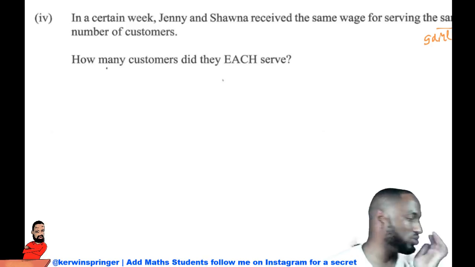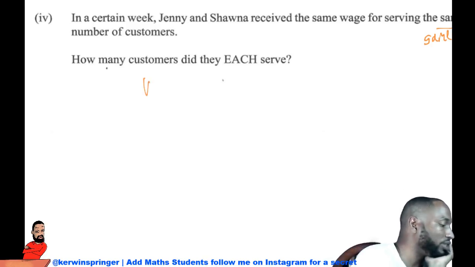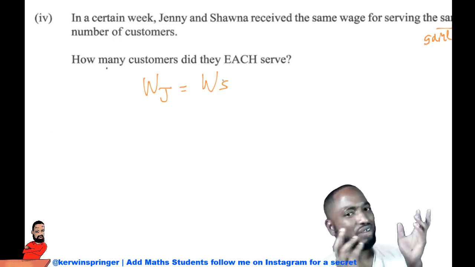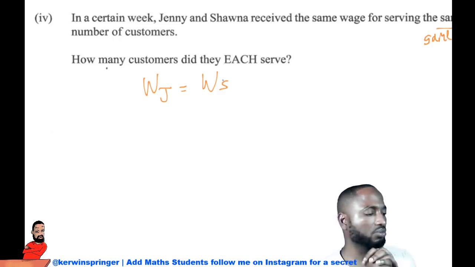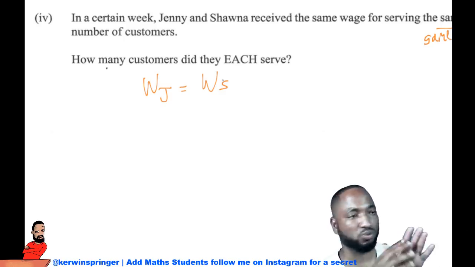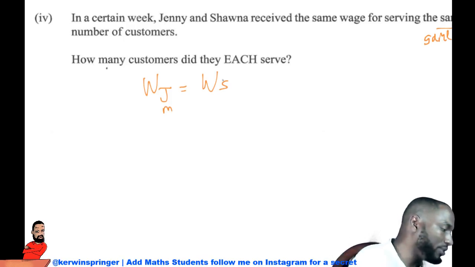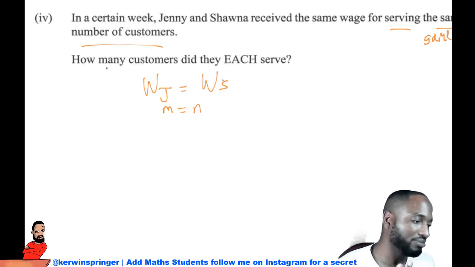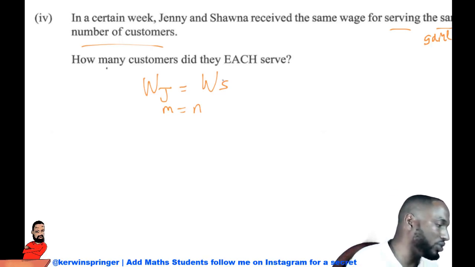Yes. They get the same wage, so it means WG must be equal to WS. That is a good place to start. You could solve it like a simultaneous equation, but it's more just a straight up linear equation, because in this case, M must also be equal to N, since they serve the same number of customers. So you're going to let M be equal to N. Let me go ahead and work it out.